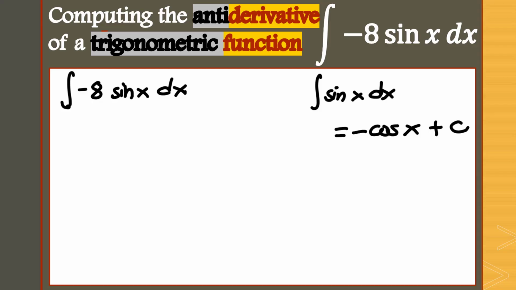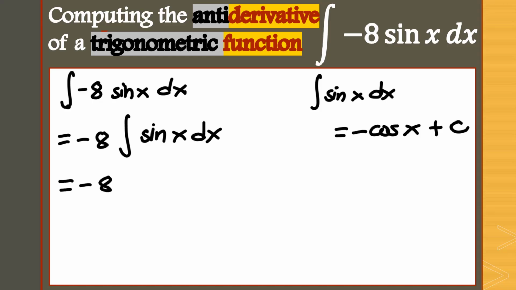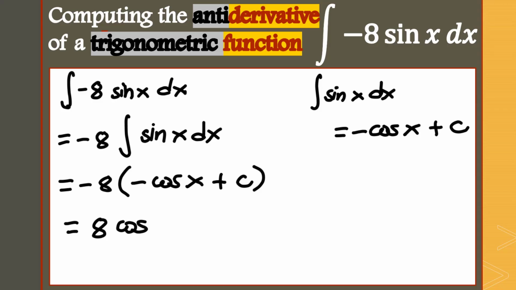So going back here, we know that this is negative 8 sine x dx. This is a constant multiple, so you can take that out: negative 8 times the integral of sine x dx. So basically, just apply the rule. You have negative 8 times the integral of sine x dx, which is negative cosine x plus c. By distributive property, you will get positive 8 cosine x minus 8c.